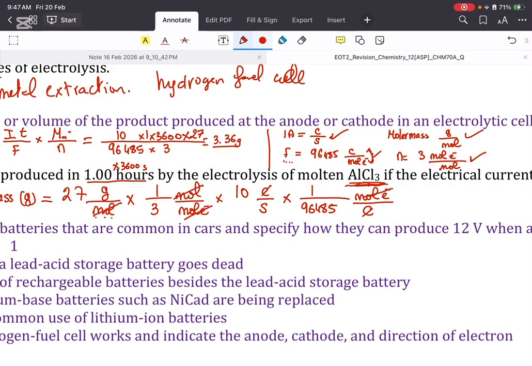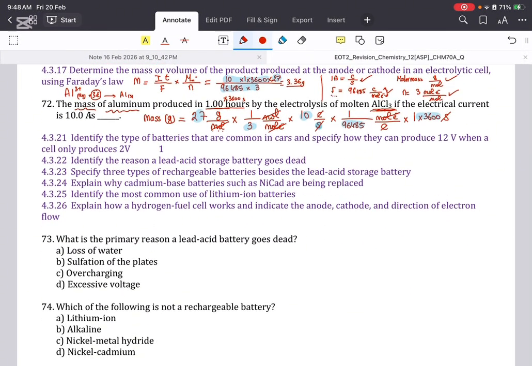I still need to get rid of the time. In this one, they gave me 1 hour, so I'm going to put 1 times 3600 seconds, and now seconds and seconds cancel out. So 27 is here, and Faraday and 3 are here. So you are going to get the same answer.